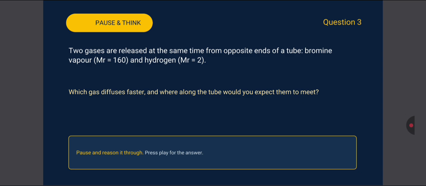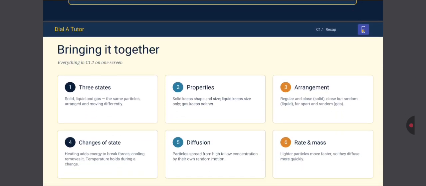Anyway, I believe you've paused, and we can discuss the answer. Now, obviously, we expect hydrogen to diffuse faster, and probably it will be more than halfway across the tube when they get to meet because it is lighter.